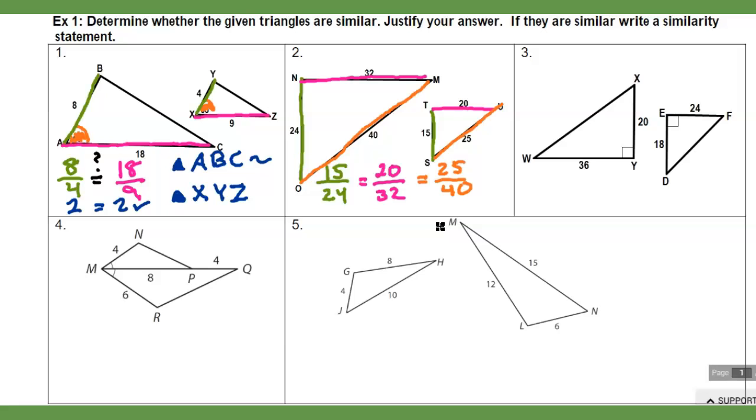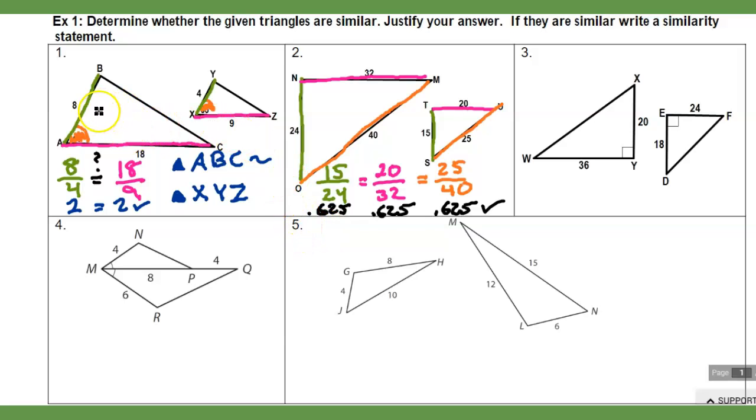So 15 divided by 24, 0.625. And then 20 divided by 32, and 0.625. And then the last one is also 0.625. So it checks out, they are similar.